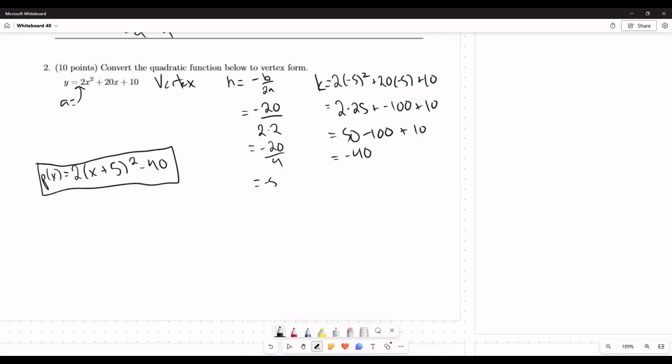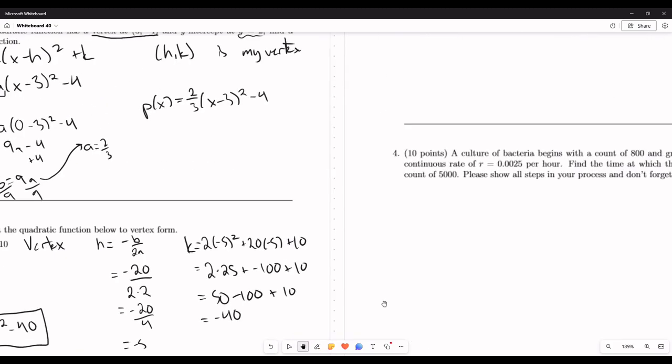And yes, what I was doing there is I was FOILing this in my head, and I was saying, hey, when I FOIL this, do I get back to this? And the answer is yes. So we did that. Let's go on to some other problems.